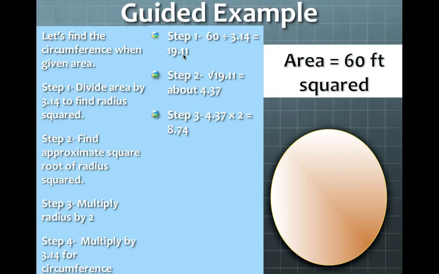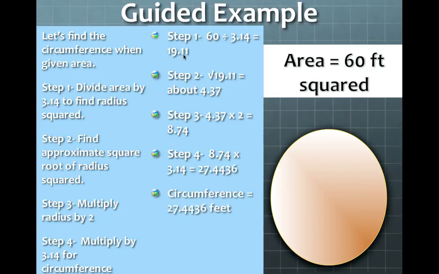I then multiply the diameter, 8.74, by 3.14 to find the circumference, because remember, the circumference formula is diameter times pi. I do 8.74 times 3.14, and it gets me about 27.4436. You might have broken it down to just 27.44.